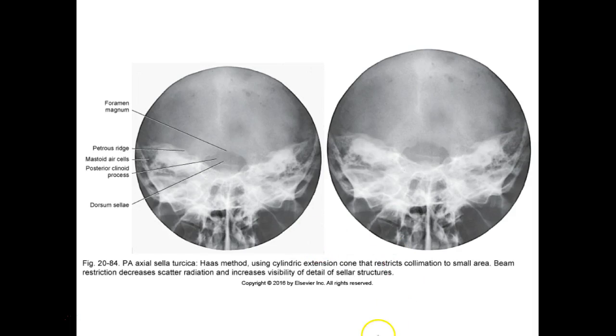You have to be pretty good. You can see here, we can see within there really well. Here's your foramen magnum. You've got your petrous ridge with your mastoid air cells, your posterior clinoid processes on either side with your dorsum sella here. If I asked you to label this, with dots around here: foramen magnum, dorsum sella, posterior clinoid processes, petrous ridges, mastoid air cells, and then your sphenoid sinuses right there.